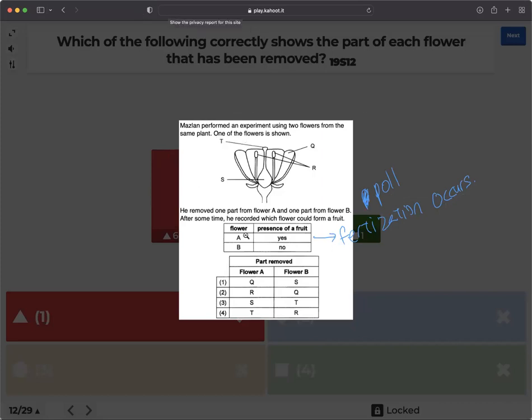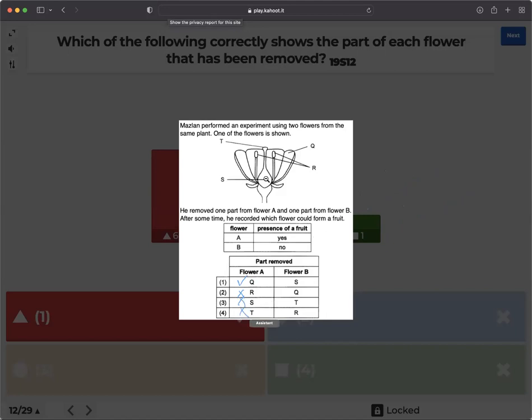Okay, sorry. When we say that there is a presence of fruit, it means that actually pollination and fertilization will occur. So for pollination and fertilization to occur, you cannot take out anything that has to do with pollination and fertilization. So the petal, you can take out, it doesn't matter. You can still pollinate, you can still fertilize. But the rest, like the stigma, anther, and the ovary, you cannot remove.